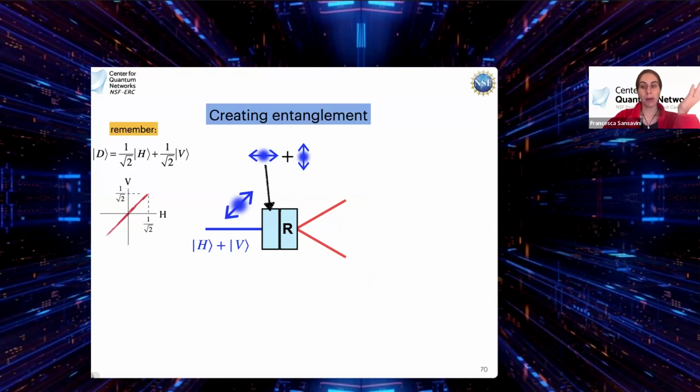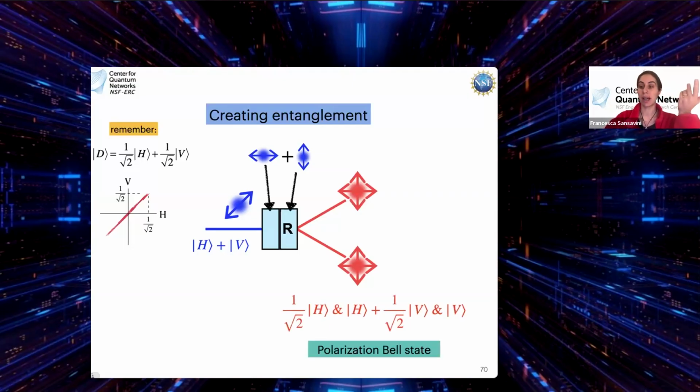So the pump is in a superposition. The output is going to be in a superposition of this combined state HH plus VV, which is a polarization entangled state. So it is a polarization Bell state. And this is why this kind of configuration generates for us a polarization entangled state. So this is one way of generating a polarization entangled state in the lab with photons.